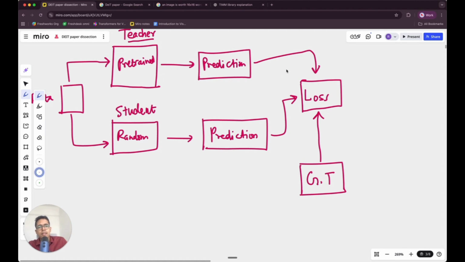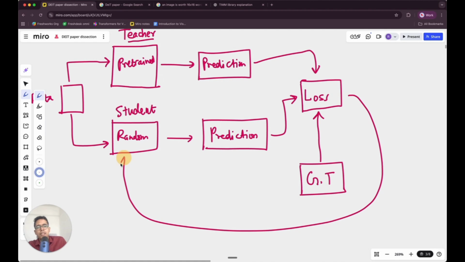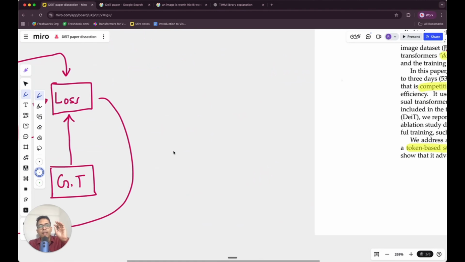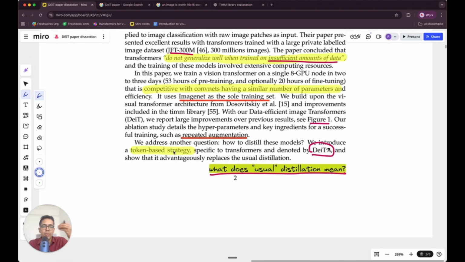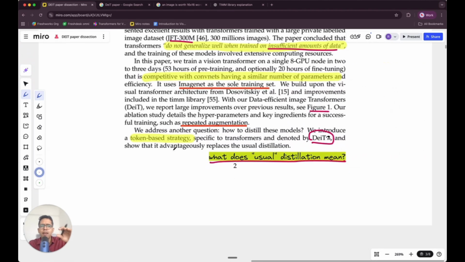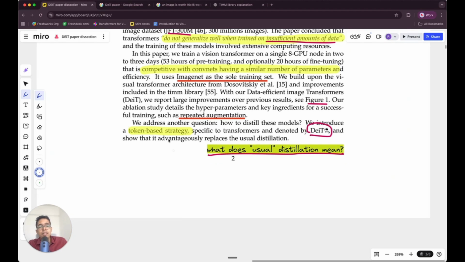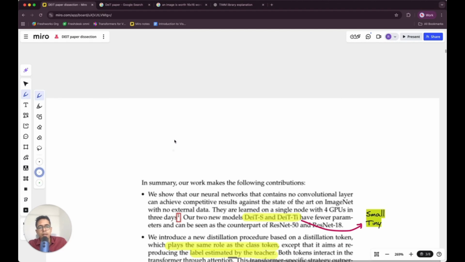The idea is that this loss function will be used for training, or changing the weights and biases of our student model. Okay. So this is in essence how knowledge distillation usually works, but here it is slightly different. It's mostly the same, but slightly different. It's a token based strategy. They use an extra distillation token, and we'll see what that means.